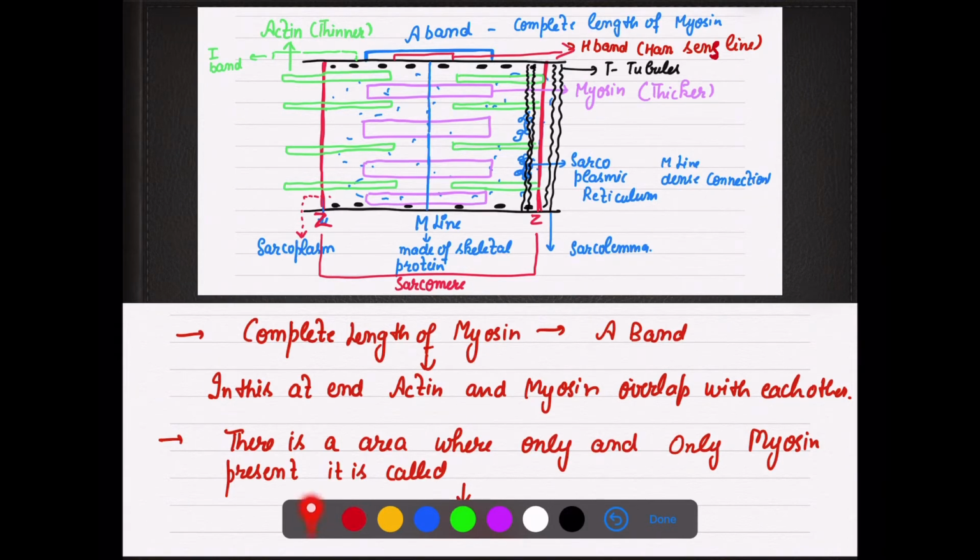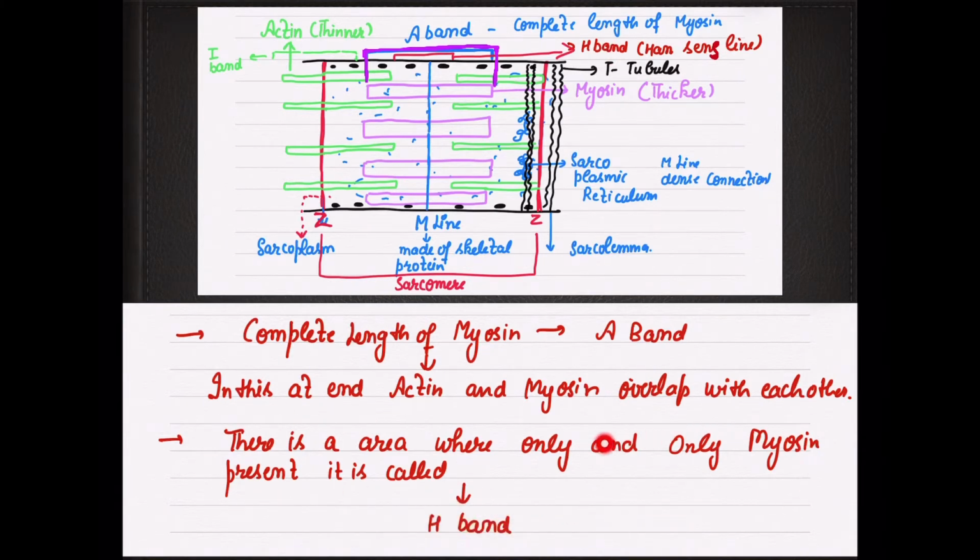Again, listen to me very carefully. Let's draw it again with purple color. This complete myosin length is known as A band. But in this complete length, there is a portion जहाँ पे actin and myosin are overlapping with each other. But in the center there is an area where there is no overlapping, only the myosin is there. That portion is called H band, right? So H band क्या हो गया? Where only and only myosin is present, it is called H band.